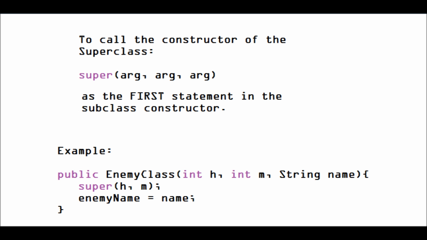So here we go. This is the constructor for the enemy class. We see it takes an integer h, integer m, and a string name. And so the first thing we want to do is we want to call the constructor for the superclass, and there it is, super(h, m). That's the constructor for the superclass. And then we can do whatever we want after that, but the constructor for the superclass must be the first thing in the enemy class constructor. Must be the first statement there.